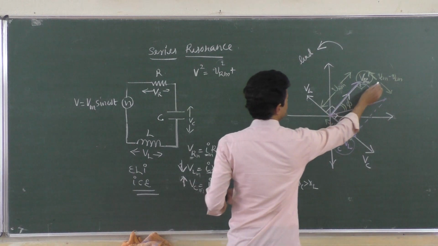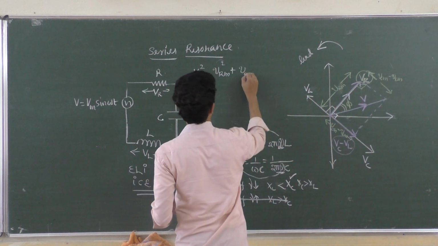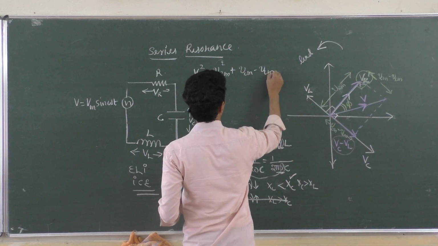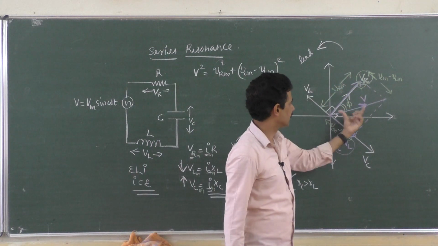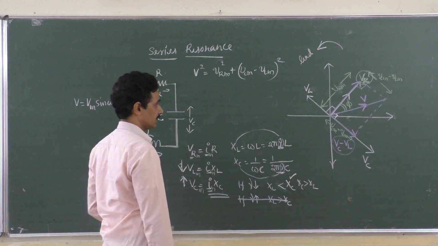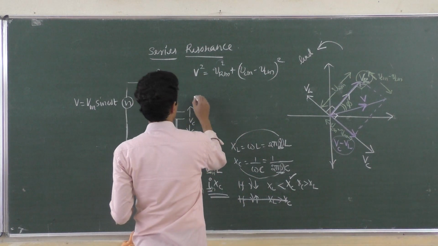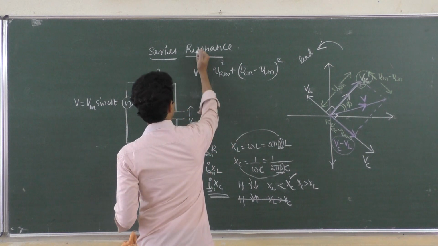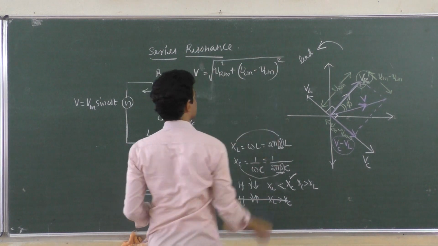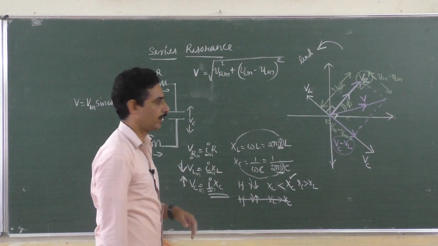plus VCM minus VLM whole square. This square plus this square is equal to the resultant voltage square, the hypotenuse. What is V equal to? V is equal to square root of VRM square plus VCM minus VLM whole square.